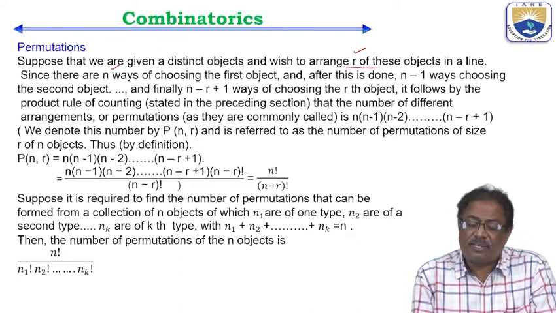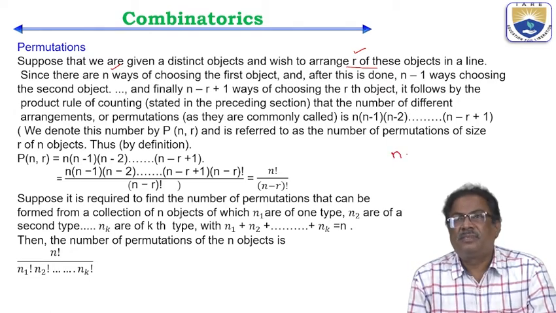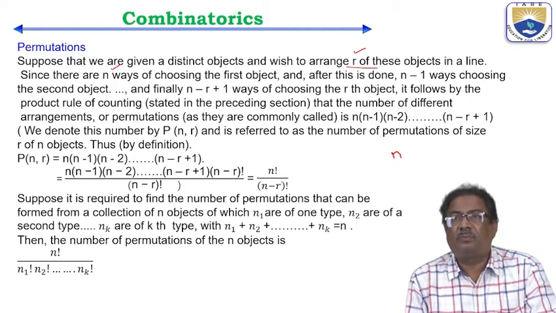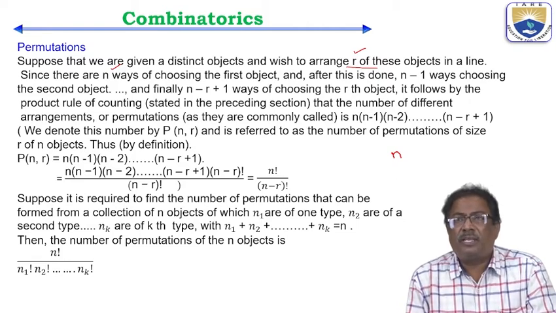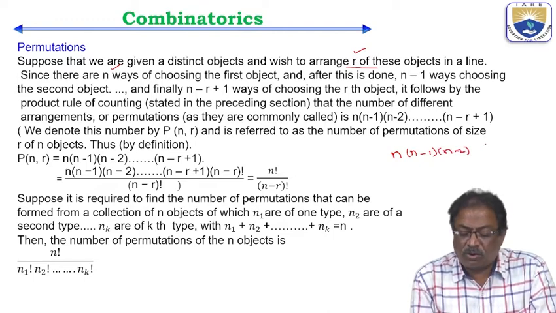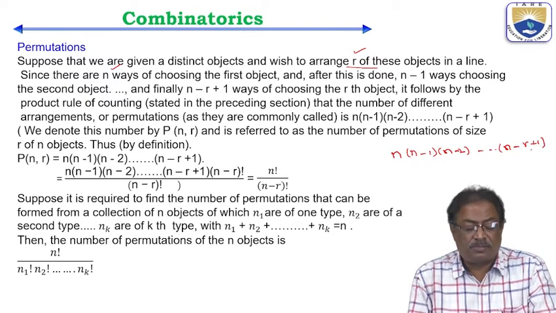and we are going to select the first object in n ways, and the remaining n minus 1 objects will be there. So from the remaining, we select in n minus 1 ways, and next in n minus 2 ways, and so on. So r items we are going to select, and the last factor is n minus r plus 1.